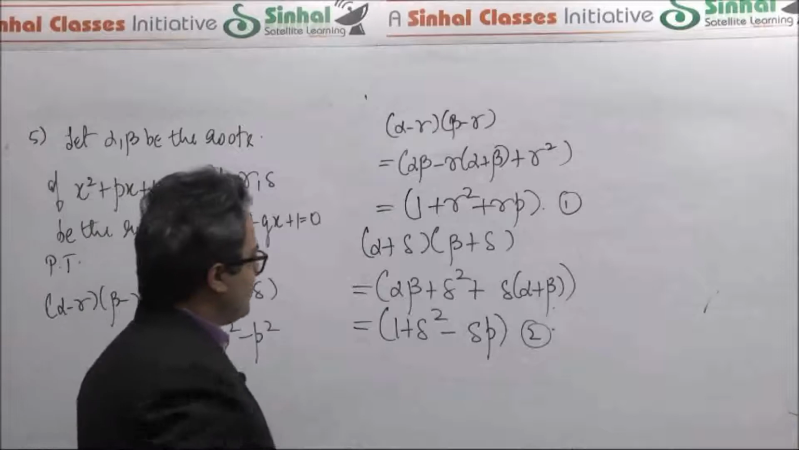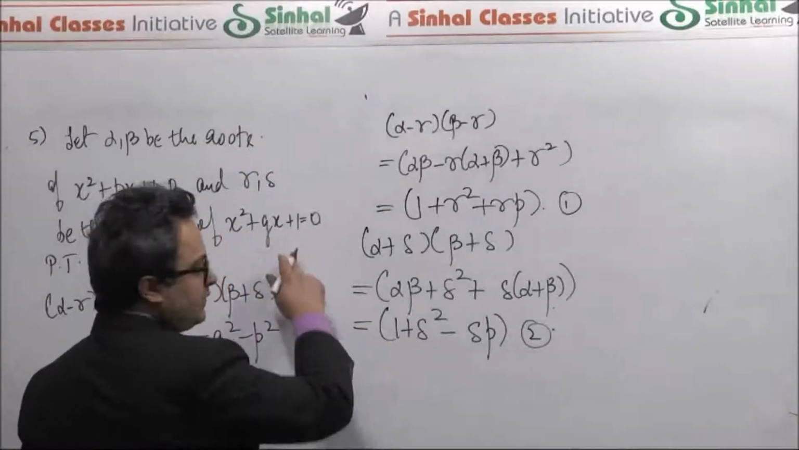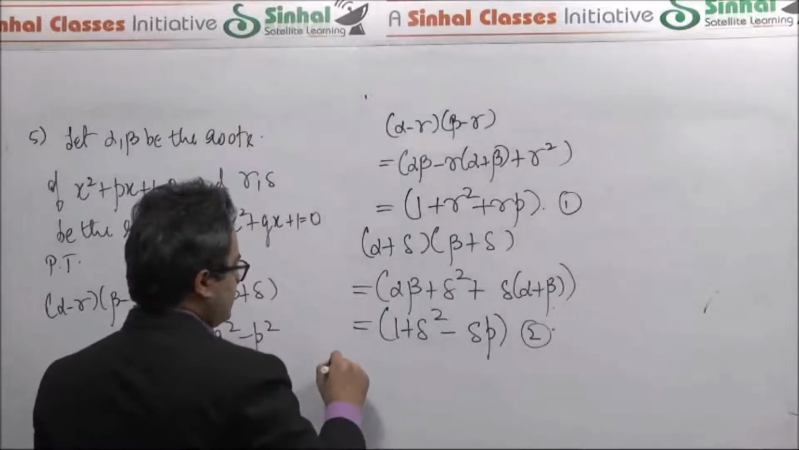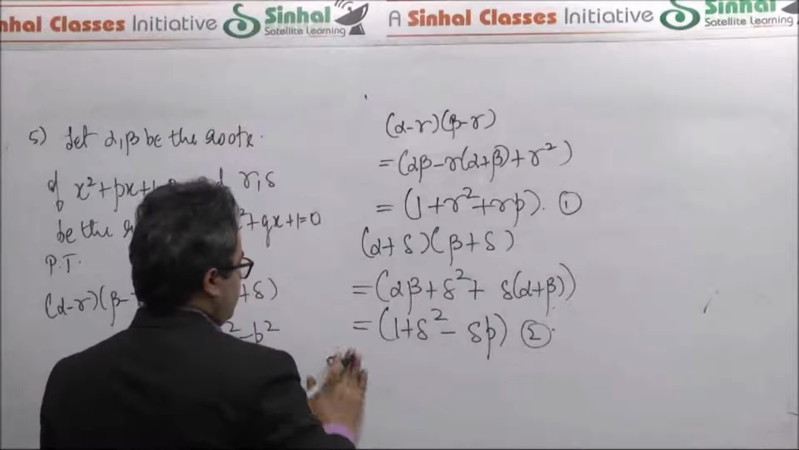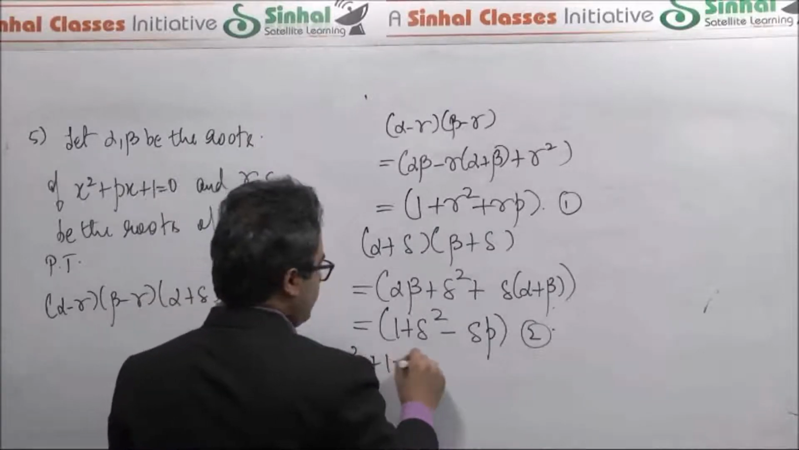That just requires one observation: the fact that gamma and delta are roots of this equation, right? So since they are the roots of this equation, they'll satisfy the equation. So this equation can be rewritten as x square plus 1 equal to minus qx.